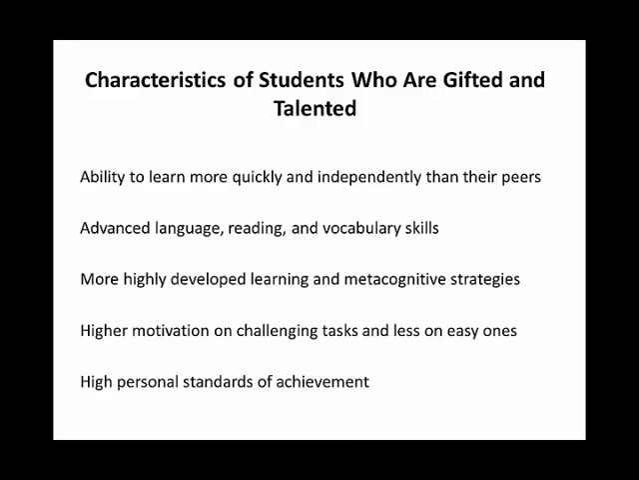Well, let's look at those who are on the higher end of the exceptionality spectrum. These are the students who will be identified as gifted or talented. These students will exhibit certain traits that will include the ability to learn more quickly and independently than their peers. Oftentimes, gifted or talented children have advanced language, reading, and vocabulary skills and may be more highly developed in learning and metacognitive strategies. They might also exhibit a higher motivation on challenging tasks and less on easy ones. In other words, it's easy for them to get bored. They may also have high personal standards of achievement.